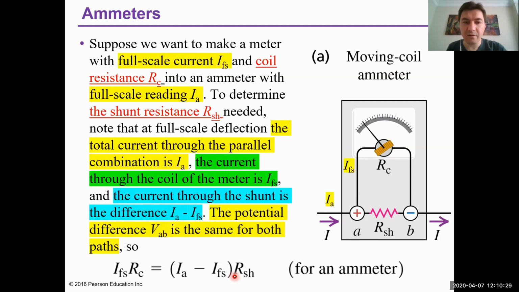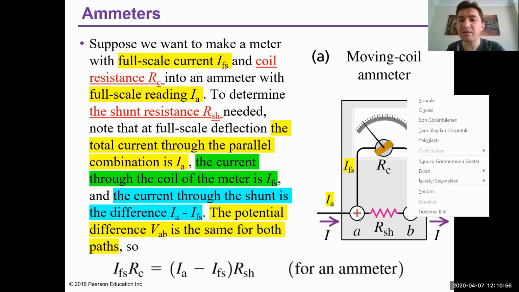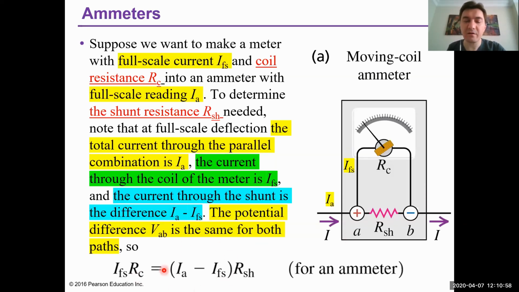Since the potential between A and B and the potential here between A and B are equal to each other, I can write the potential between A and B with the expression, IFS current here and the resistance here, okay? Or I can write the potential difference between A and B with the current passing through the shunt resistor and the magnitude of the shunt resistor. Since they are equal to each other, I can get such an expression.